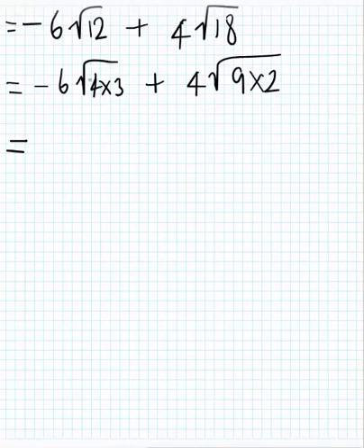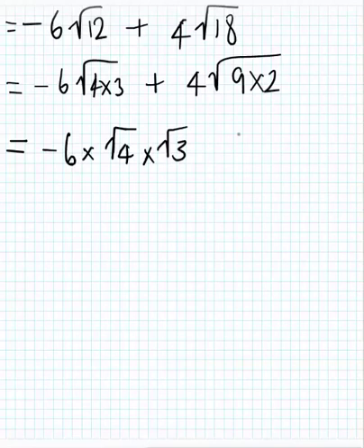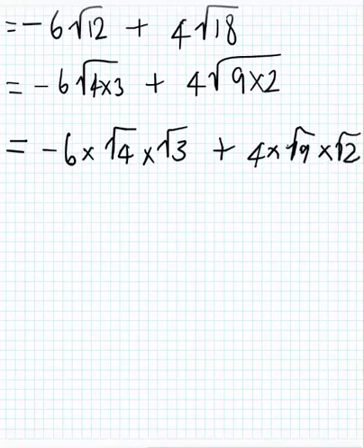So now, you can see what I've done. 12 can be written as 4 times 3, 18, 9 times 2. We know why we're doing this. Our next step is to separate them. So I end up with minus 6 times the square root of 4 times the square root of 3 plus, and then I've got 4 times the square root of 9 times the square root of 2. If you're confident with this, you can actually skip this step and just show this step here and then work it out. But that's fine if you want to show, I'm just showing you this step here just to make sure you know what's happening.